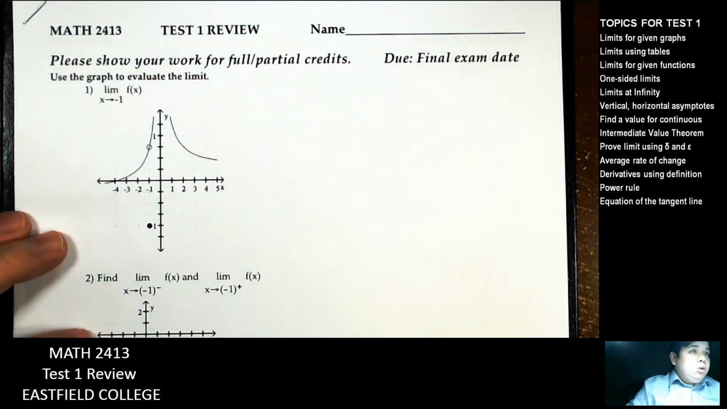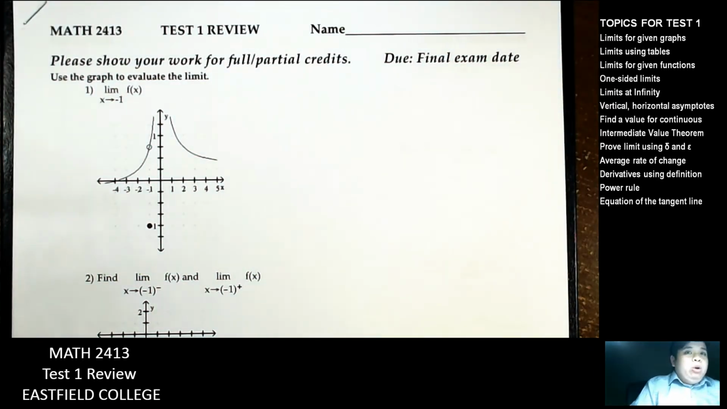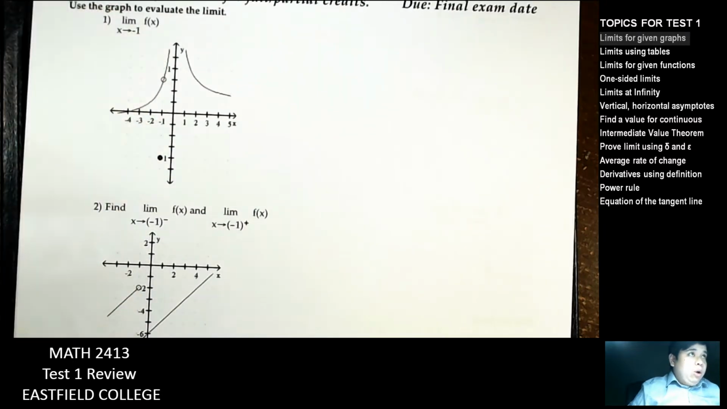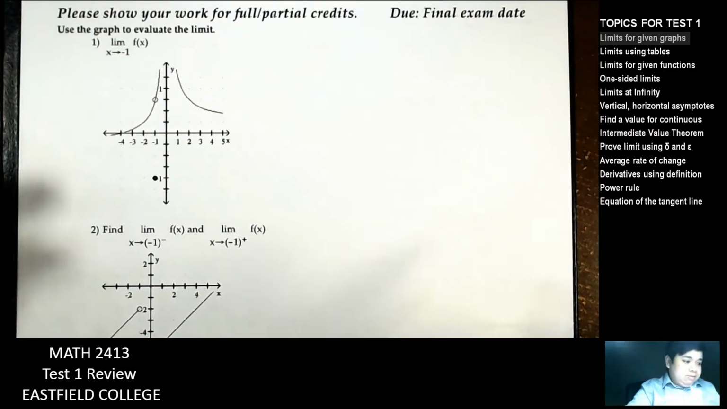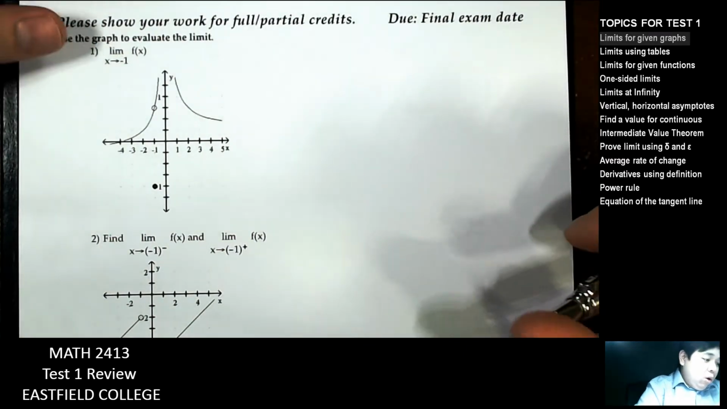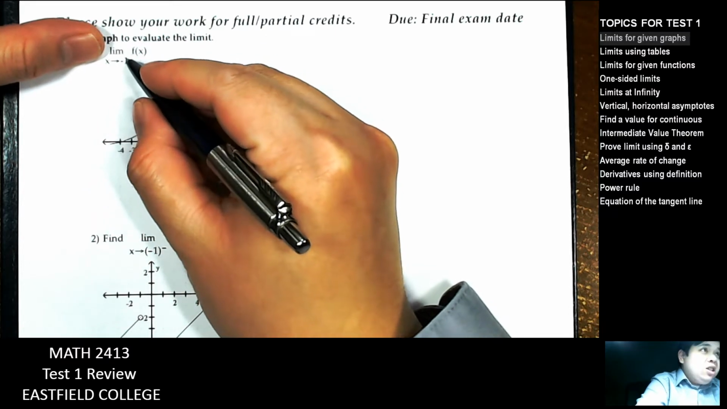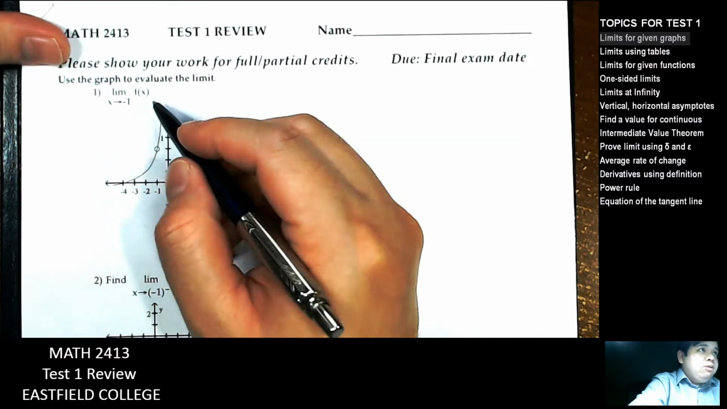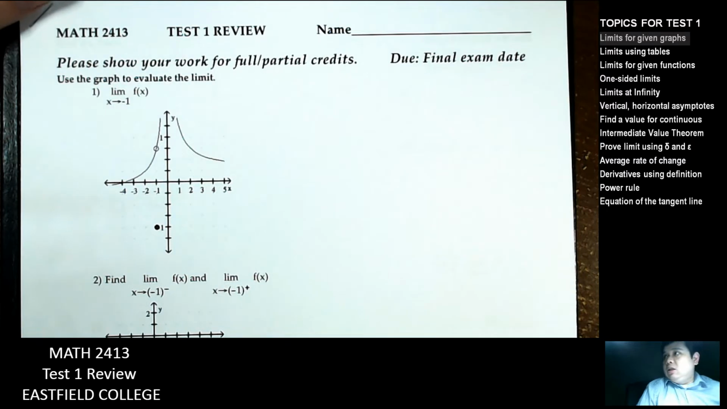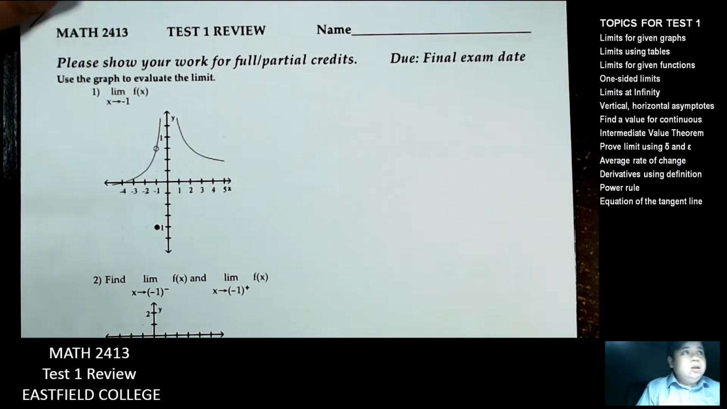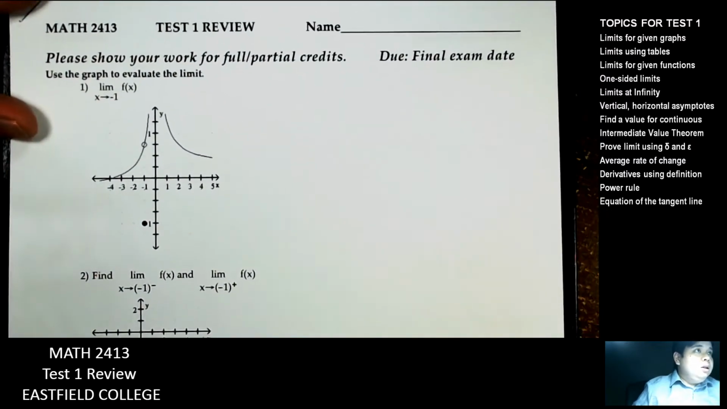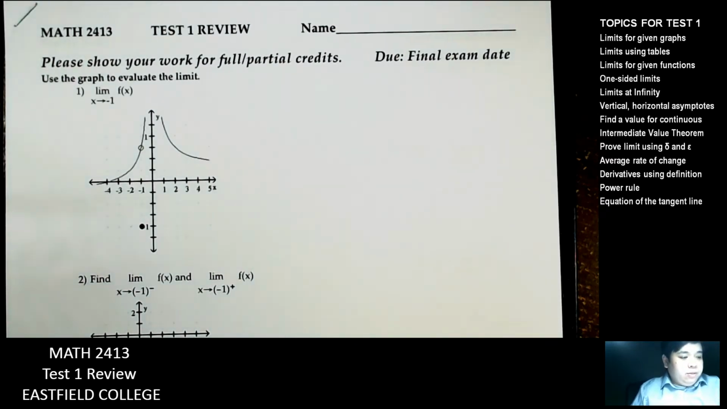Right, so let's start. So first, we'll find the limit for given graphs. So we'll be given the graphs like this, and then we ask to find the limit. Right. So the first one, the limit of the function when x goes to -1, did not specify from the left or from the right. So we have to consider both.